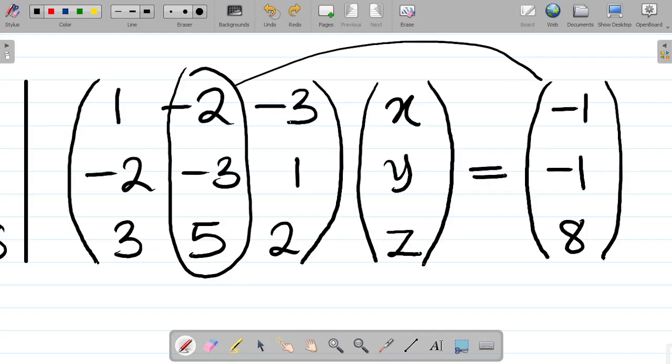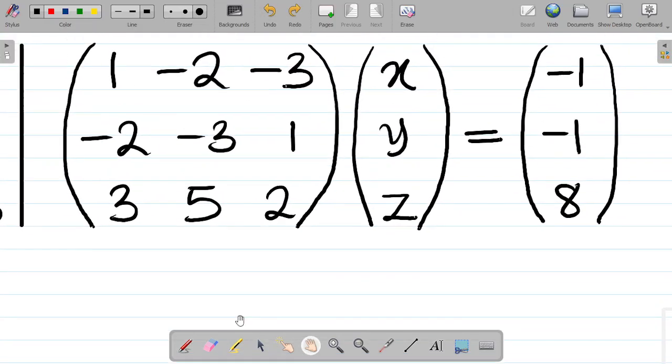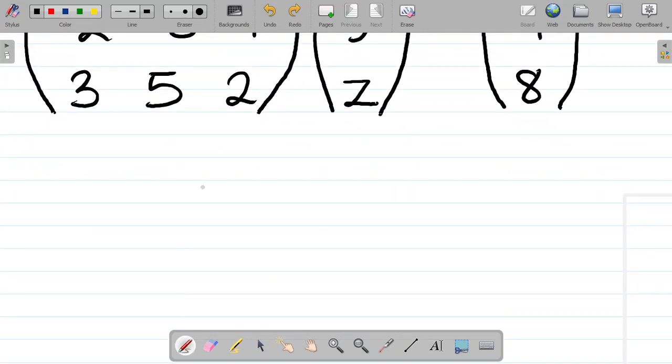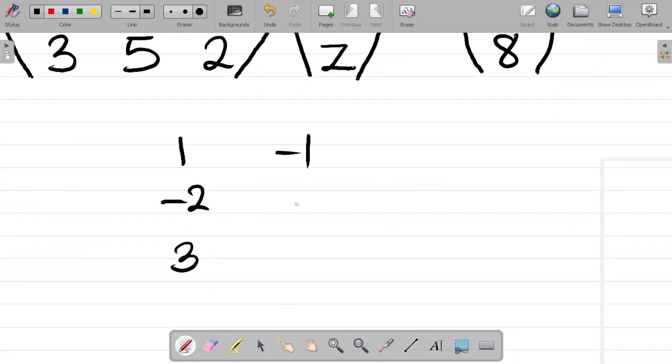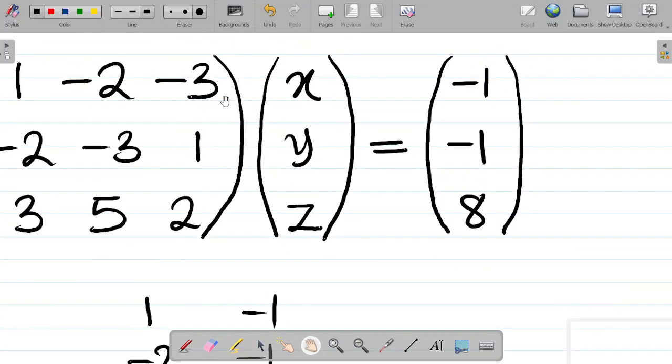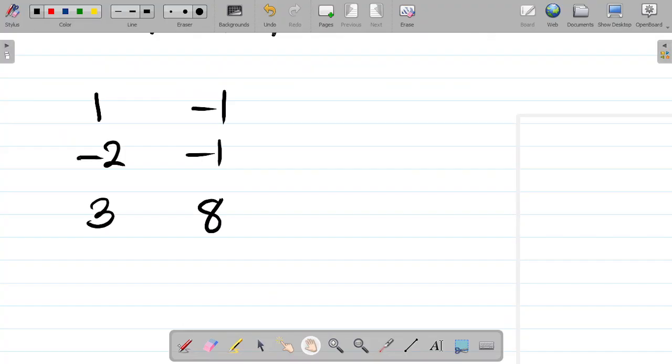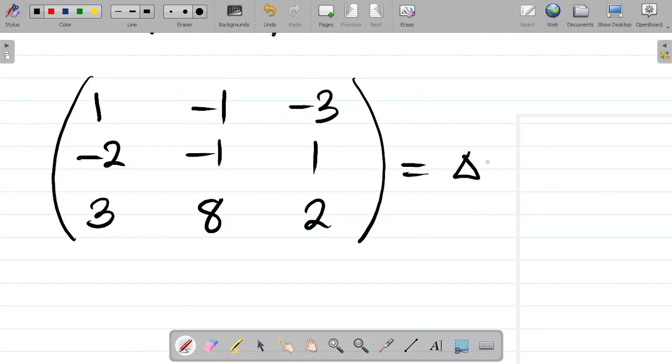All right, and if I do that, what do I have? The first thing is that I want to write out the first column. My first column is simply 1, minus 2, 3. So I have 1, minus 2, 3. Replace the second column with the answer matrix, which is minus 1, minus 1, 8. So I have minus 1, minus 1, 8. And then rewrite the last column: minus 3, 1, 2. So I have this. This value here is equal to lambda y.